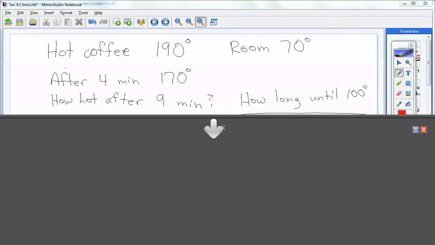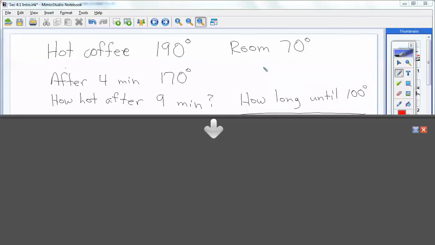Okay. So the reason we want to solve differential equations is we want to be able to use that equation to answer these questions. We want to be able to plug into that equation. So what information does this tell me right here? That it started out at 190.